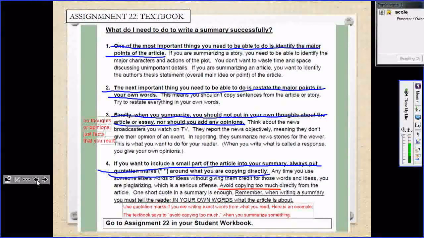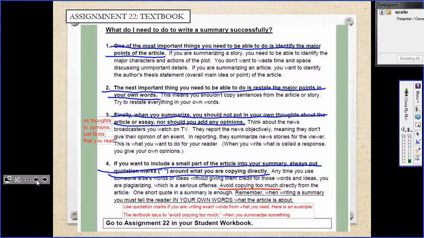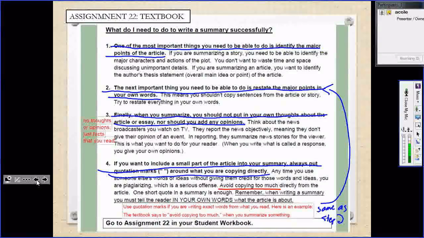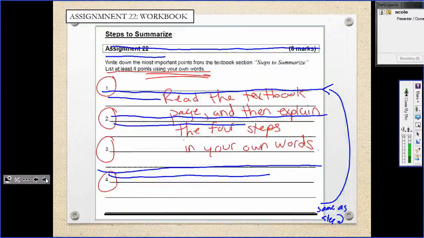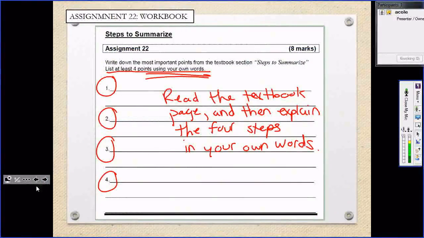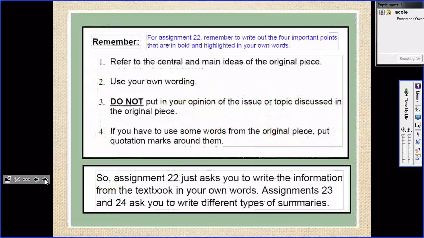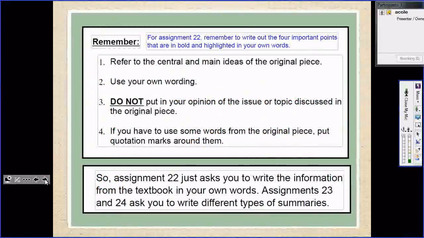The textbook also gives you a reminder. It actually reminds you down here about step 2, right? So this is the same as step 2 down here. And again, step 2 says the next important thing you need to be able to do is restate the major points in your own words. Okay, so obviously I don't want you to copy my example, but I want to give you an example so you can see what it could look like, right?